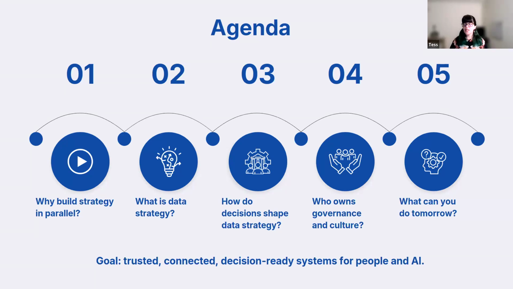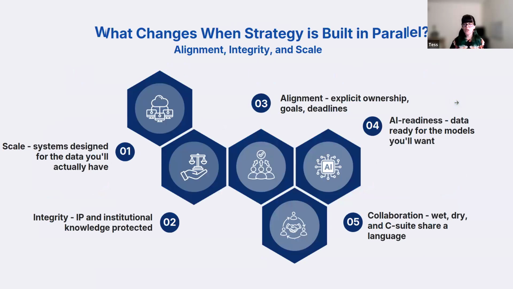And the goal, of course, of your data strategy is to create a trusted, connected, decision-ready system for people and AI. And I'll just say at this point, AI strategy is part of data strategy. I think when AI first came out, people were trying to separate them. But it encompasses so much that now your data strategy really incorporates that AI strategy. And we'll talk about how AI is incorporated throughout the talk. So we talked a little bit of what happens when your data strategy is not built as your lab matures. So let's transition into talking what can change when strategy is built in parallel.